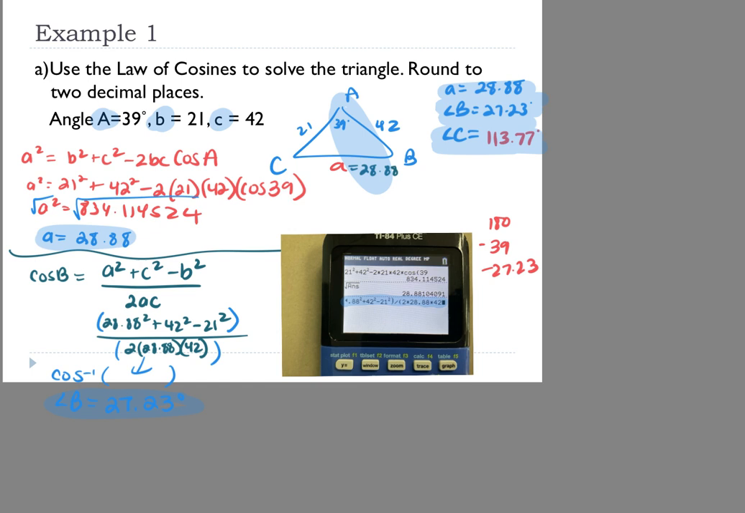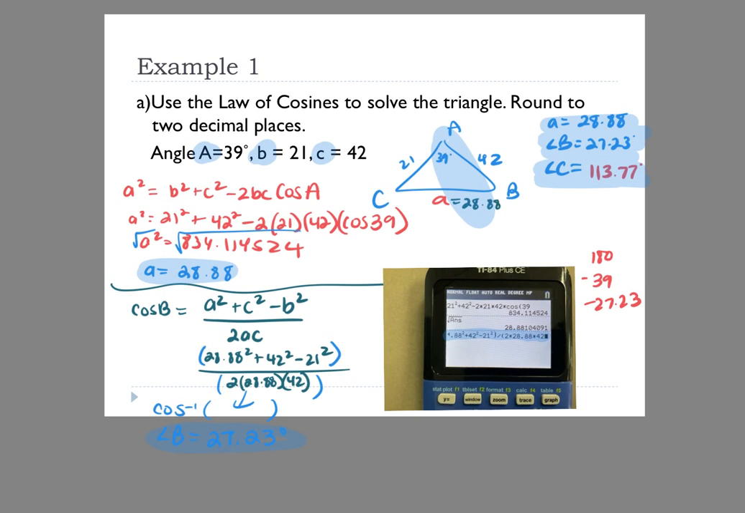The other thing I would say is if I had extra time, I could come back and actually do the cosine of C, use that formula to make sure that I get that 113.77. It might be a 10th off, depending on how accurate we were on our rounding on the first thing. Not a 10th, a 100th maybe. It should be pretty close, okay? So if you had extra time, you could go back and check it the other way. Questions on that one?